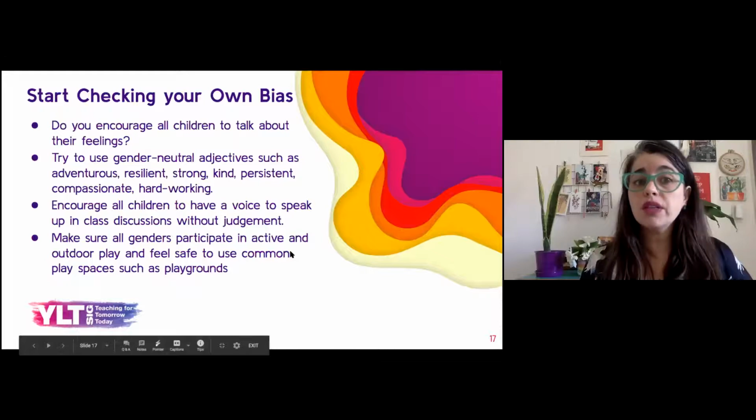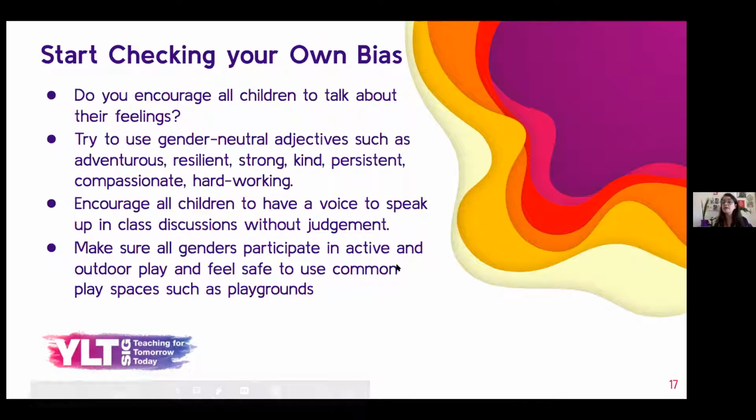Do you encourage all children to talk about their feelings? Do you say, for example, to a boy, don't cry, that they shouldn't express their feelings? Now, how to go about this? Try to use gender-neutral adjectives such as adventurous, resilient, strong, kind, persistent, compassionate, hardworking for all your students.